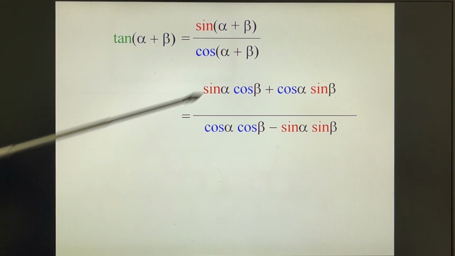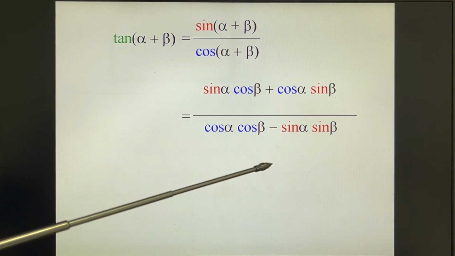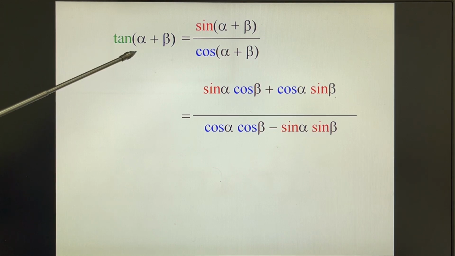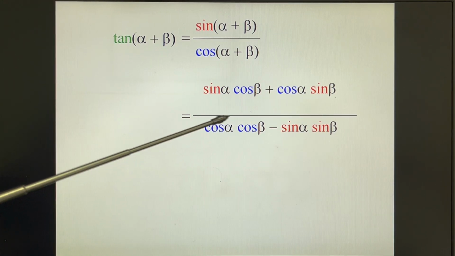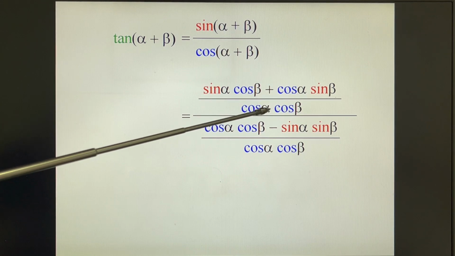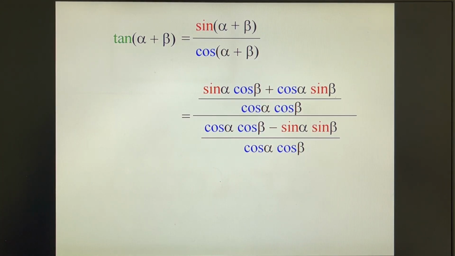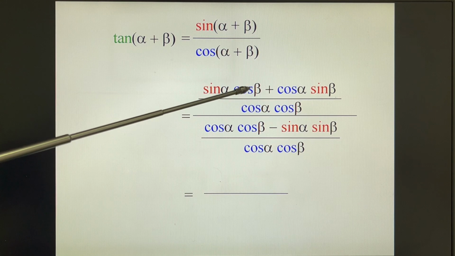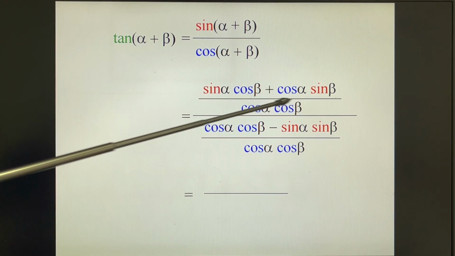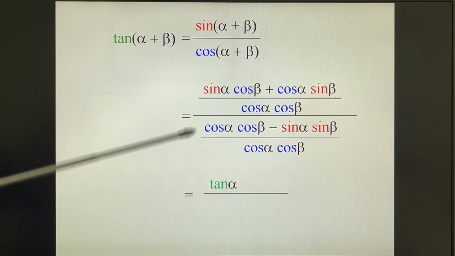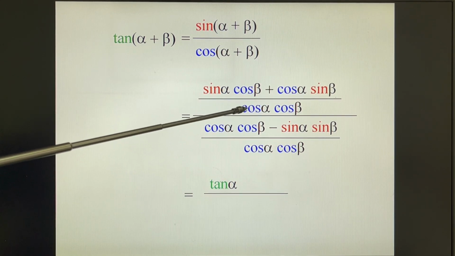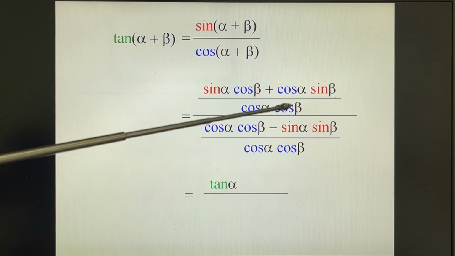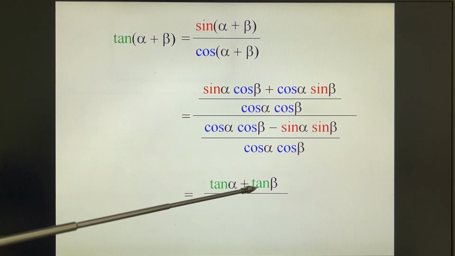Unfortunately, this expression is not what I want. I want to express tangent alpha plus beta in terms of tangent alpha and tangent beta. How can I do this? I divide by cosine alpha cosine beta on both sides. We look at this. Cosine beta cancels out. Sine alpha over cosine alpha is tangent alpha. Plus, cosine alpha cancels out. Sine beta over cosine beta is tangent beta.